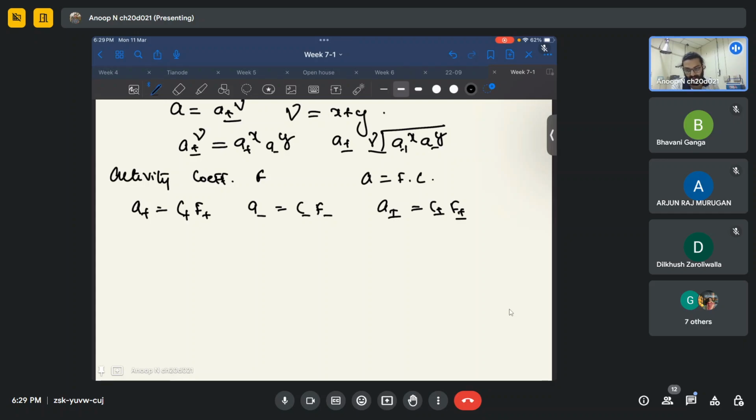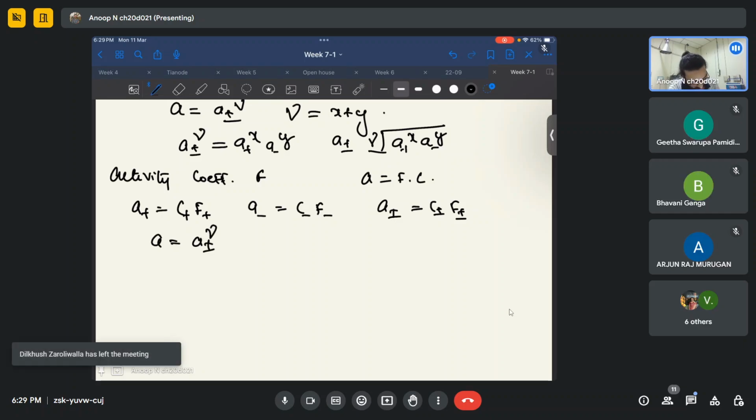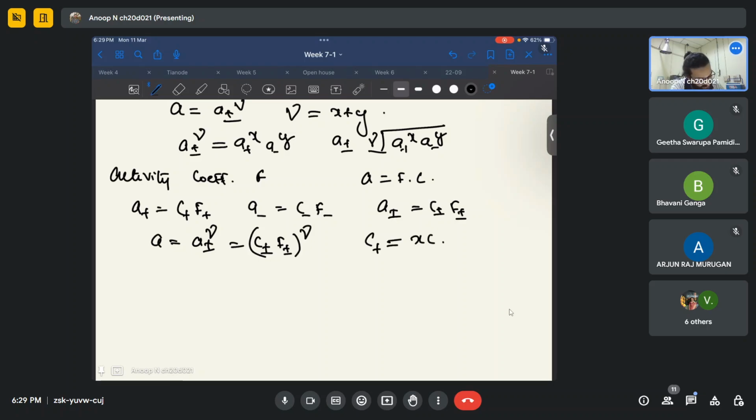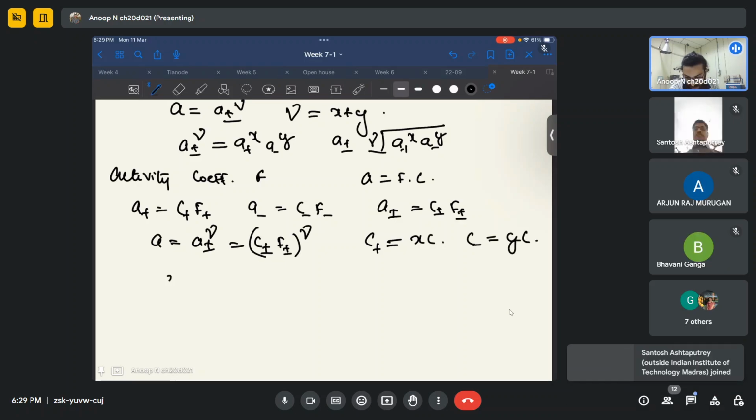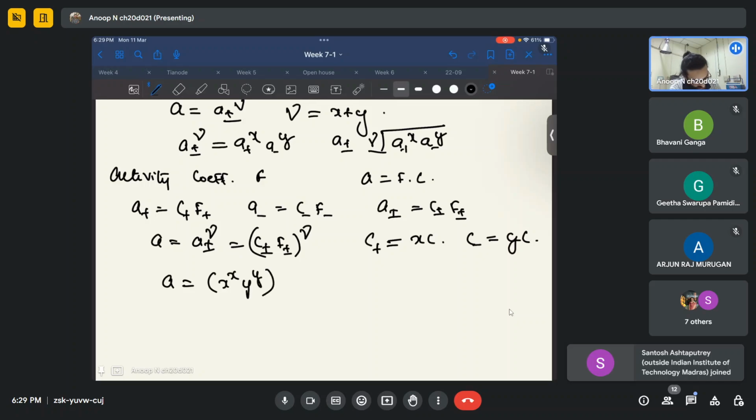So from this general relation, we can derive the expression A is equal to a plus minus raised to nu, which is nothing but (c plus minus f plus minus) whole raised to nu. Again, c plus can be written as x into c, and c minus can be written as y into c. So substituting this, A is equal to x raised to x, y raised to y into c raised to nu, f plus minus raised to nu. So these kinds of relations you will be seeing.